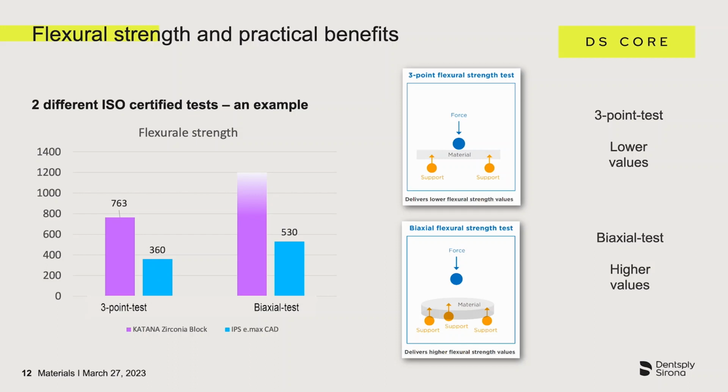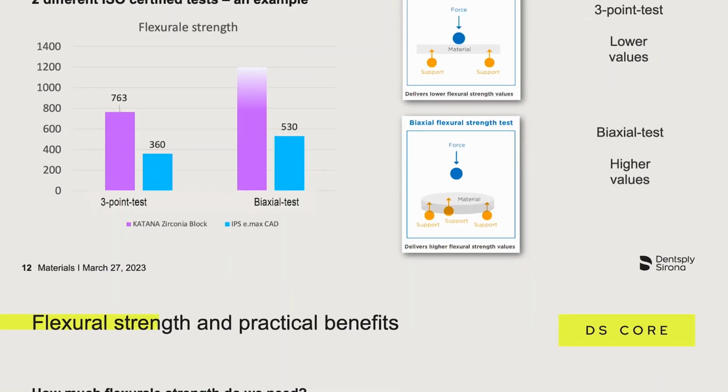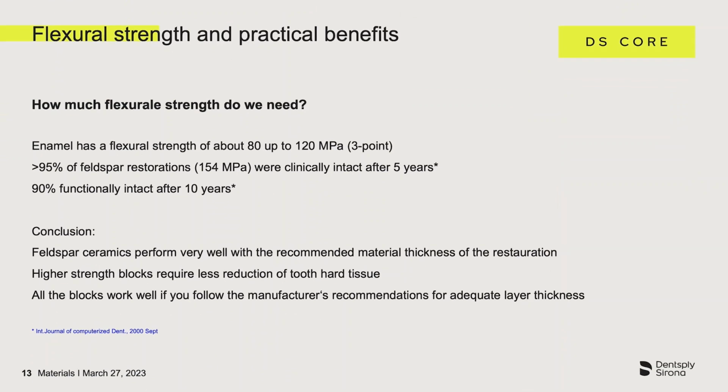Of course, if we now want to compare this with, for example, katana zirconia, we can only do so if we use the same test as the basis for our comparison. Then we have to talk about the 360 megapascal flexural strength for Emax, compared to the published 763 megapascals, which are much lower here than in the biaxial test. With all these values, which of course we as practitioners do not always have at our fingertips, the question also arises as to how much flexural strength I need to adequately restore a tooth in the long term.